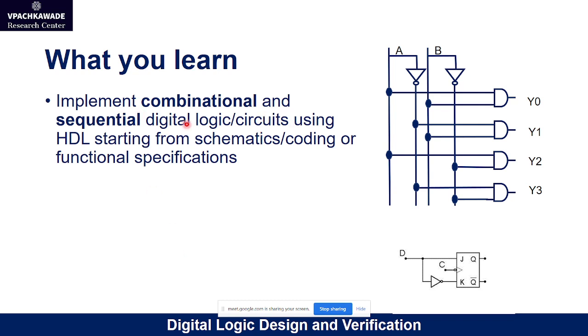As I said, you will learn how to implement combinational logic. For example, this is the circuit of a decoder, a 2:4 line decoder. At the bottom, this is the circuit or logic for a sequential circuit. So this is the flip-flop logic. We learn how you can write the code to design and implement such logic, whether combinational or sequential, using the HDL, VHDL or Verilog.